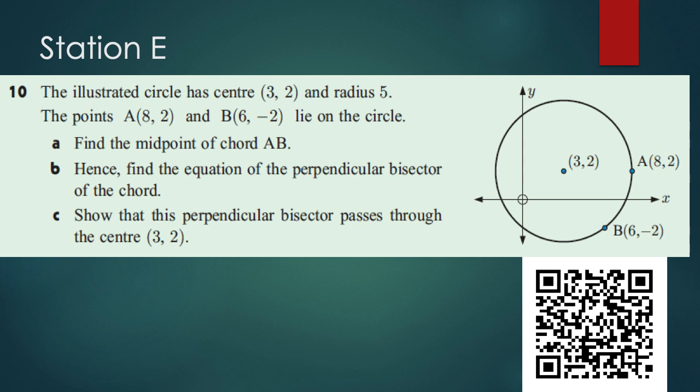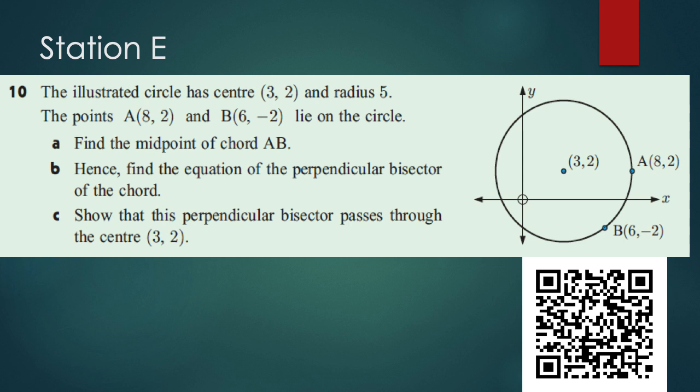All right, so we have a circle here, so it has a center of (3, 2) and a radius of 5. The points (8, 2) and (6, -2) are on the circle, meaning they are a distance of 5 away from that center. Find the midpoint of chord AB, and find the equation of the perpendicular bisector of that chord, and then show that the perpendicular bisector passes through the center (3, 2).